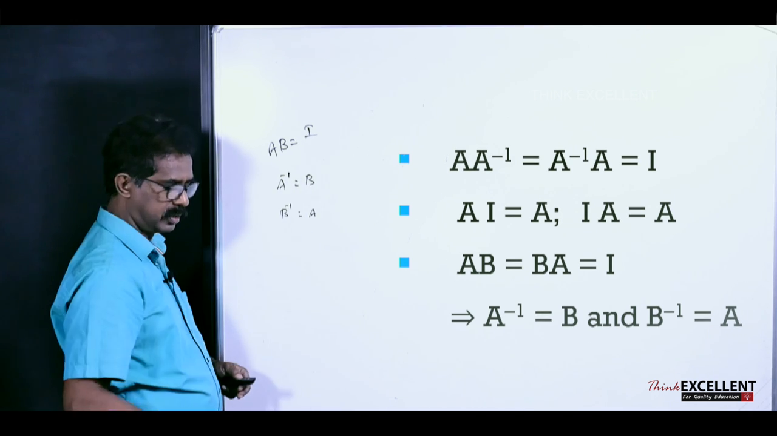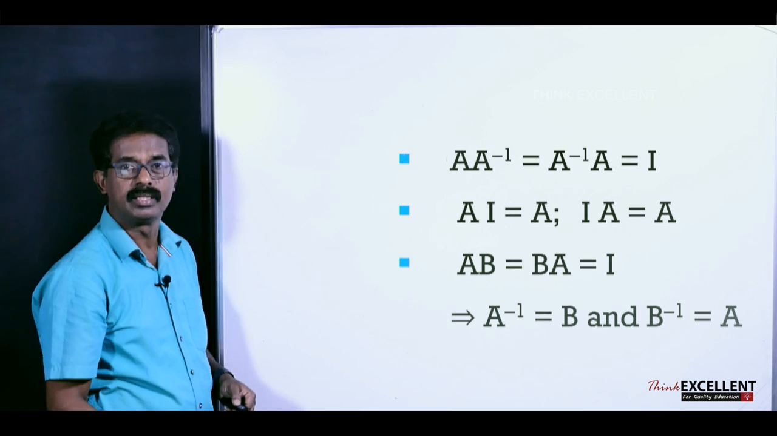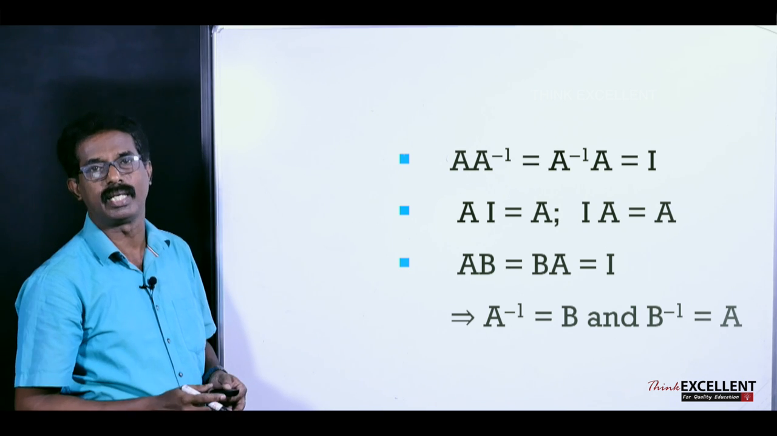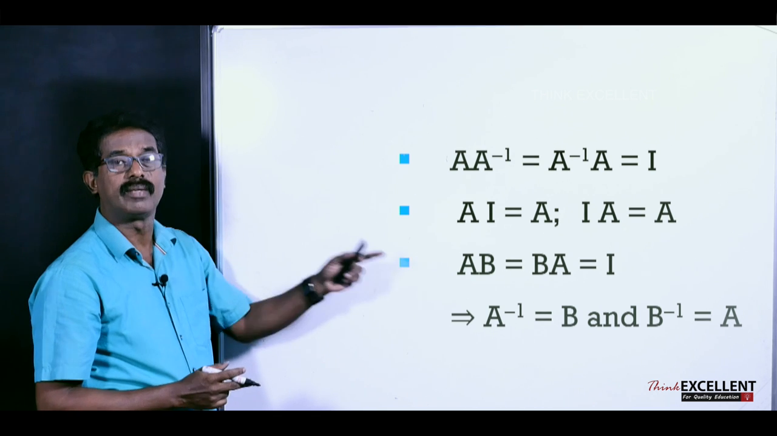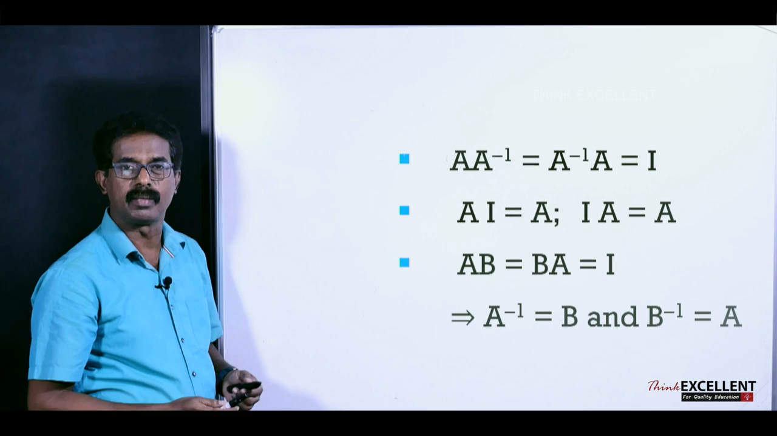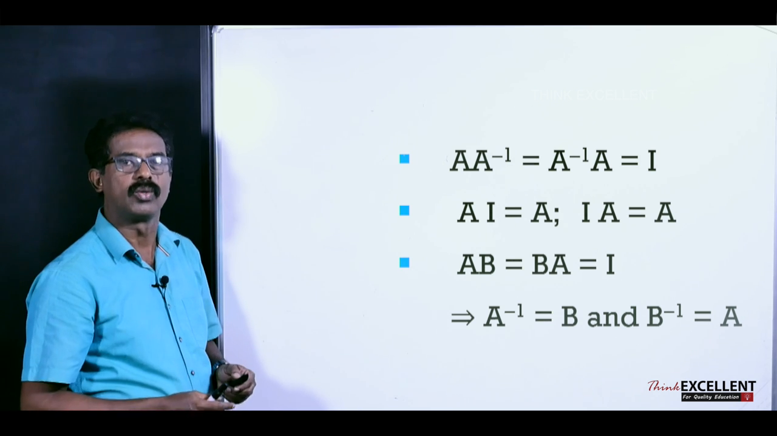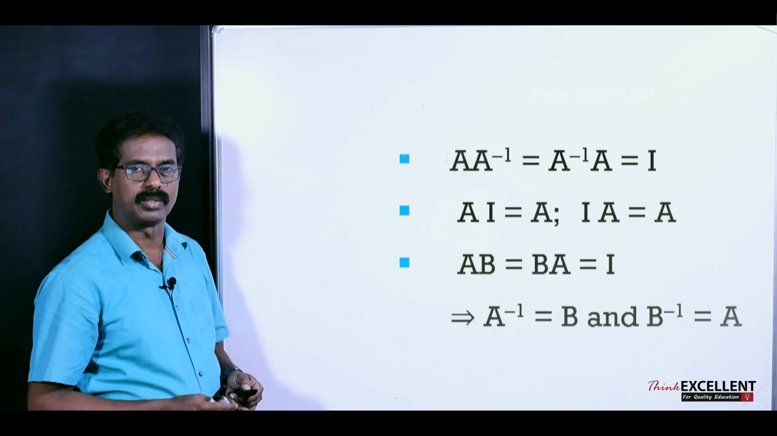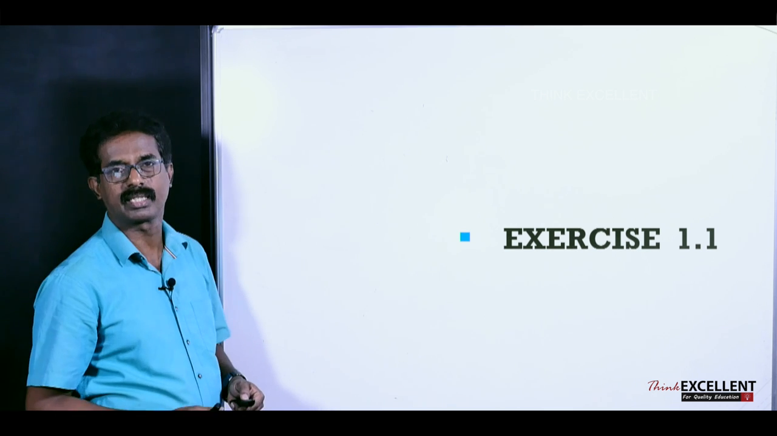Okay, so two important results I taught. One is in adjoint: A into adjoint A is equal to adjoint A into A, equal to determinant A into I. These are very important. Then the formula we studied for finding A inverse: A inverse is 1 by determinant A into adjoint A. But the most important thing is how to find the cofactor. If you are thorough with cofactor, in today's class you can answer any question. Okay, now we go for a few sums. First exercise.